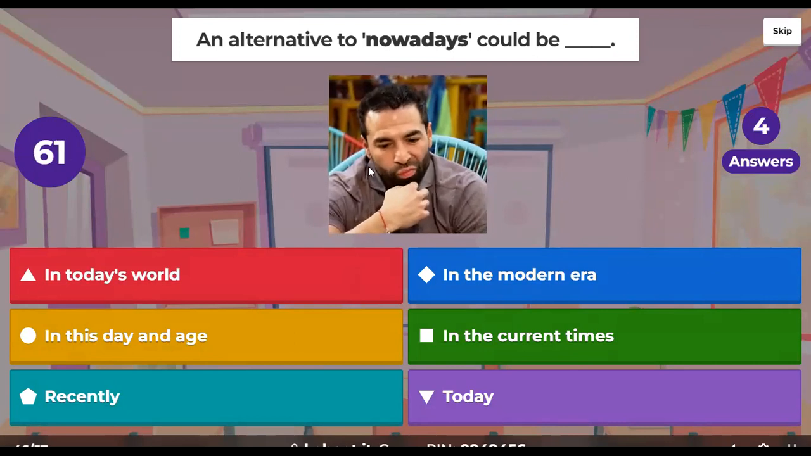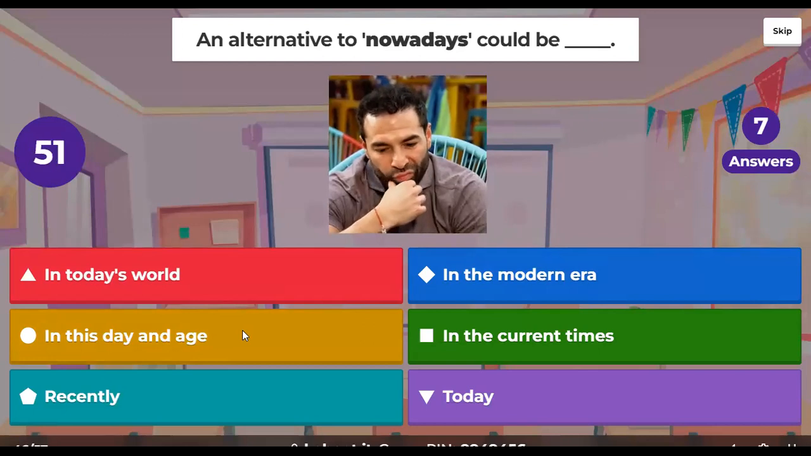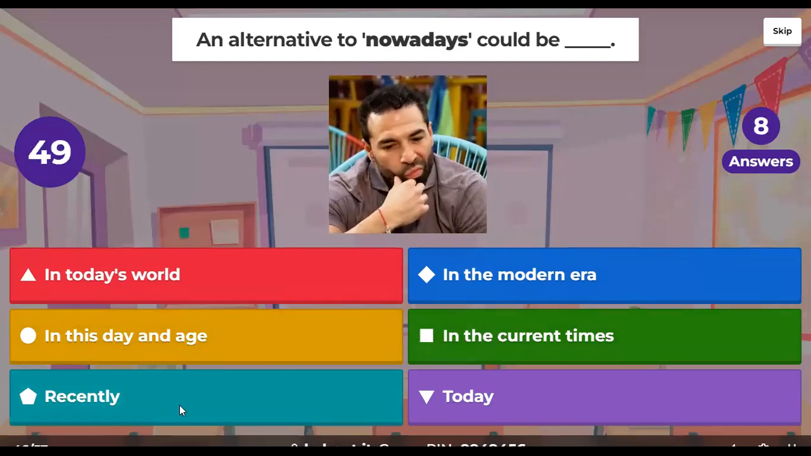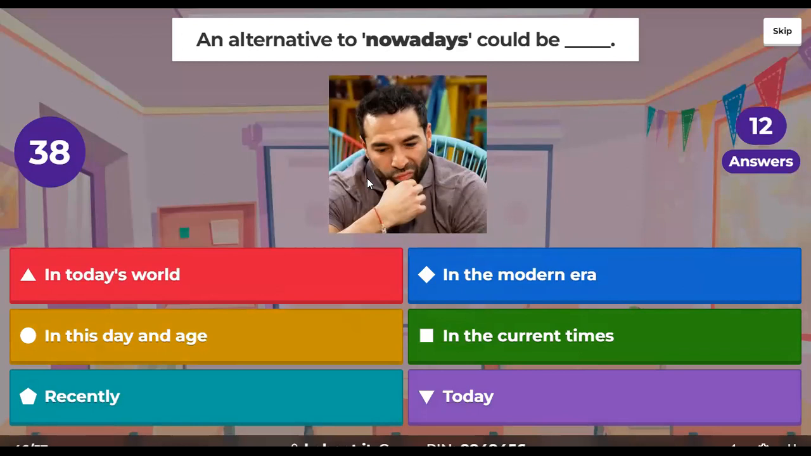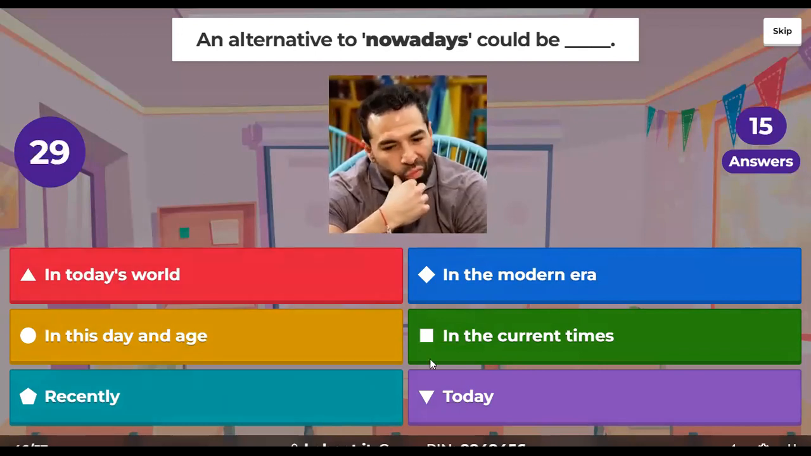So in this case, we have nowadays. Now, I want to paraphrase the word nowadays. Now, I can say, in today's world, in the modern era, in this day and age, in the current times, recently, today. So maybe five are correct. Yeah, the one who said present, correct, or at the present time, correct. But take a picture of this, guys, because later on we will paraphrase.